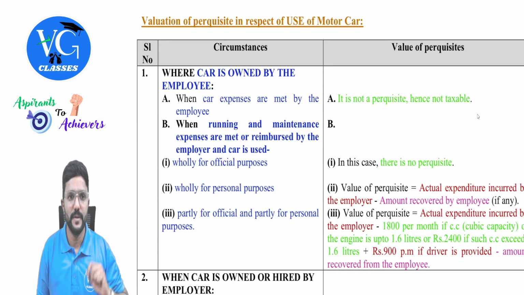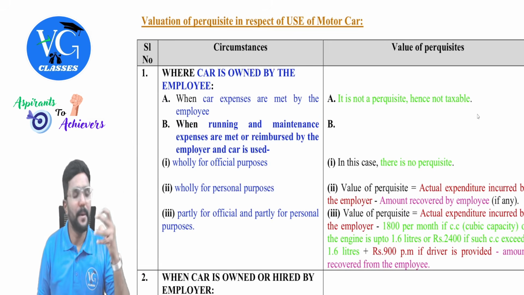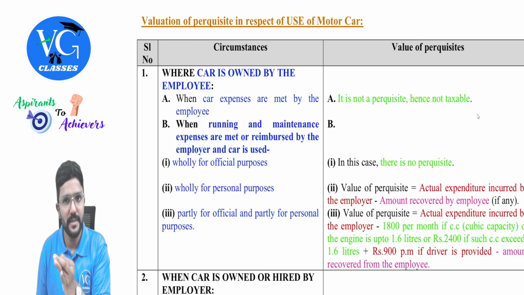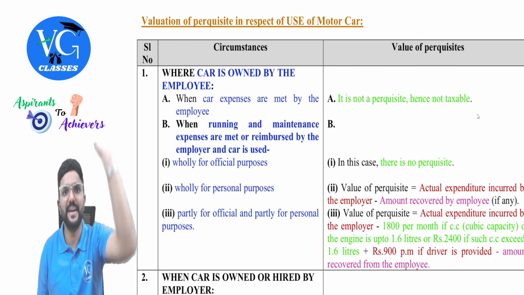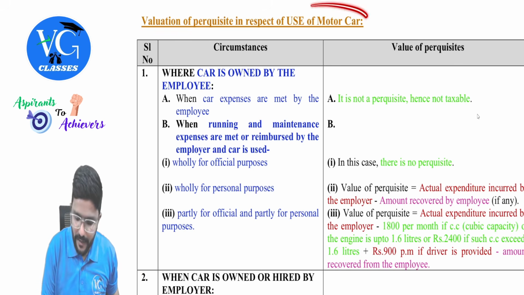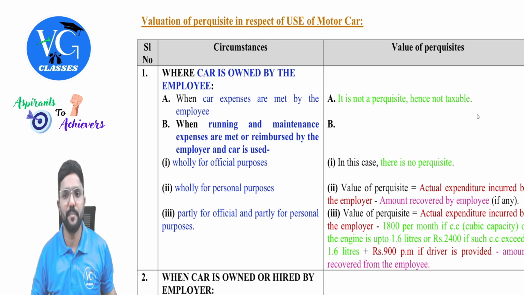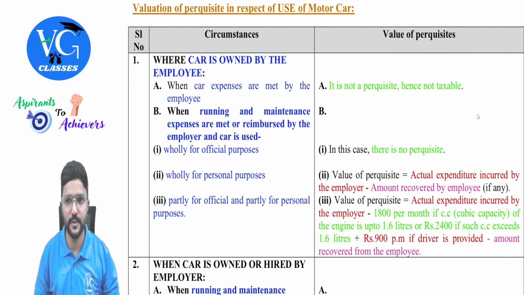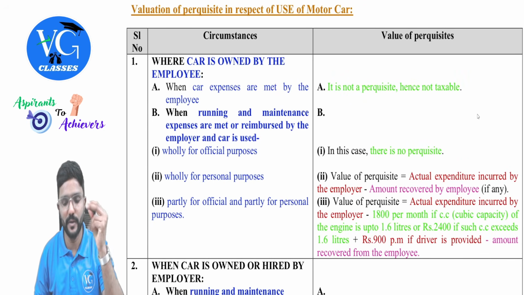Now the motor car. So if any asset is given by employer to employee to use, what is the value of perquisite? We already saw, but except motor car. For motor car, we have a provision here. Guys, this is a bit challenging, so please be attentive. Look here.